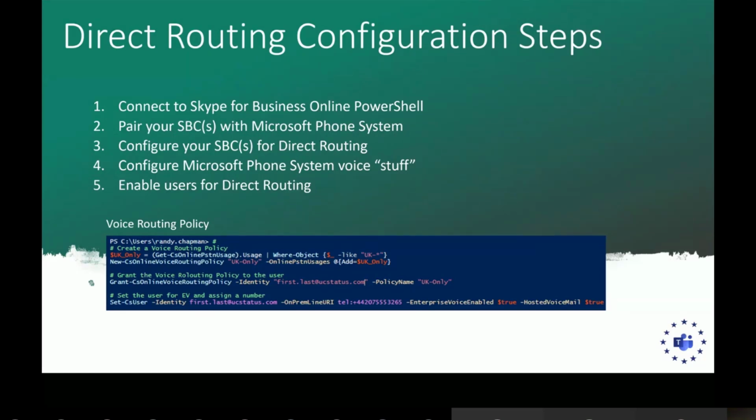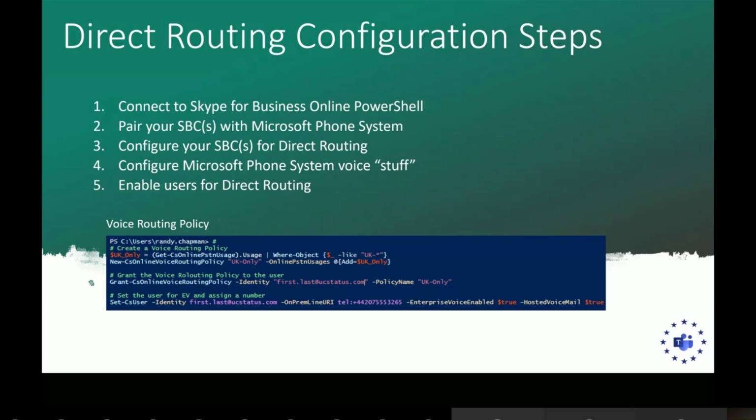I've got a variable for UK underscore only, and what I'm doing is getting all the PSTN usages with UK dash in the name, tying them to a specific variable, and then applying them to a voice routing policy. The next line down, I'm granting that voice routing policy to a specific user. You can also roll that out to multiple users, with a Get-CsOnlineUser and then pipe it, or you can use CSV files, or be really creative and use OUs or security groups if you wanted to do a controlled rollout.